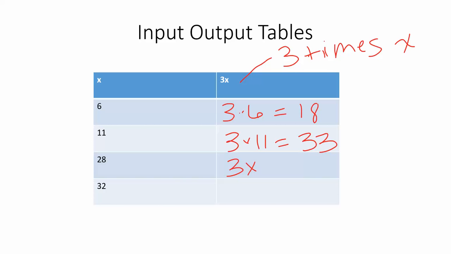Continuing our same rule, 3 times 28 gives us an output of 84. And our last row, 3 times 32 equals 97.